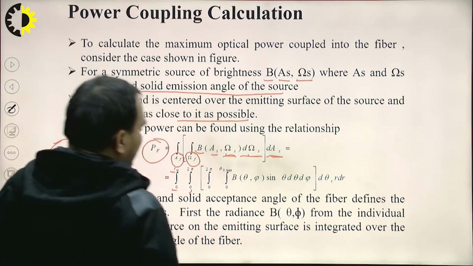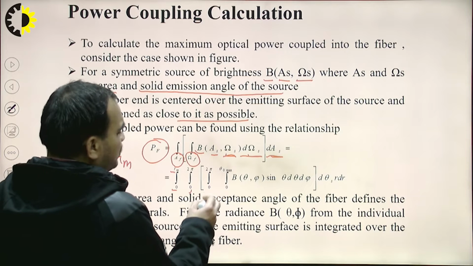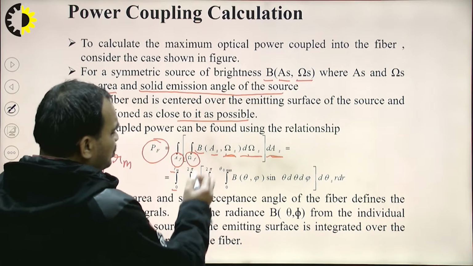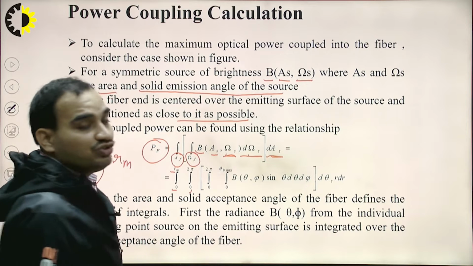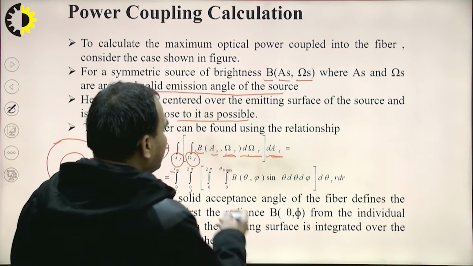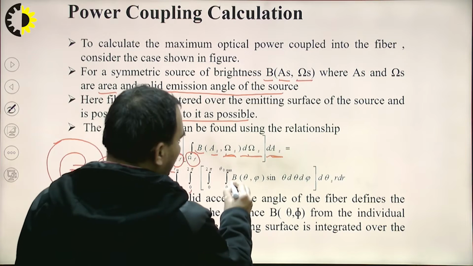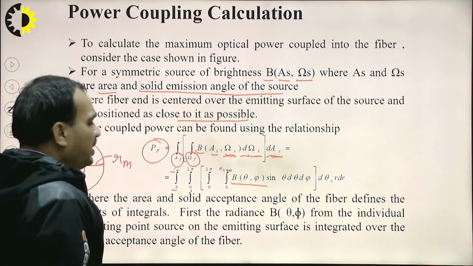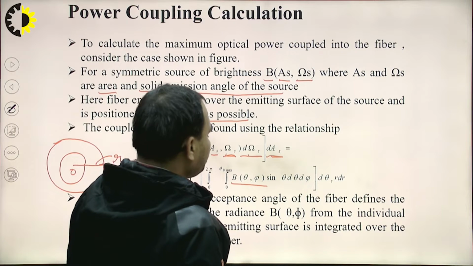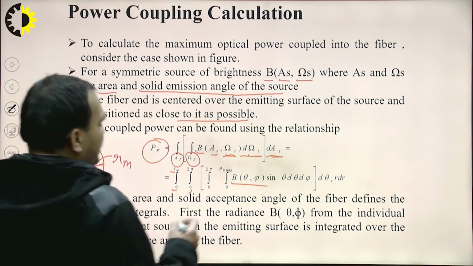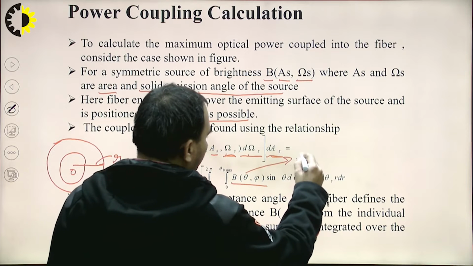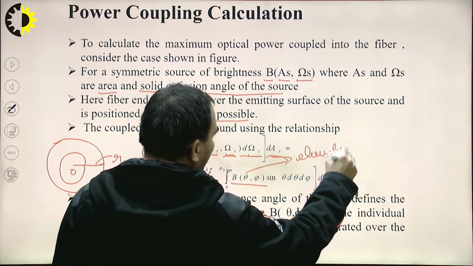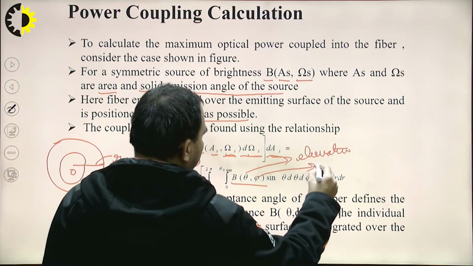Then for the area of the source, again we take the circle, that is from 0 to 2 pi, and the distribution of the brightness is from 0 to theta naught, and we have the brightness as a function of theta and phi, where theta is the elevation angle and phi is the azimuth angle.